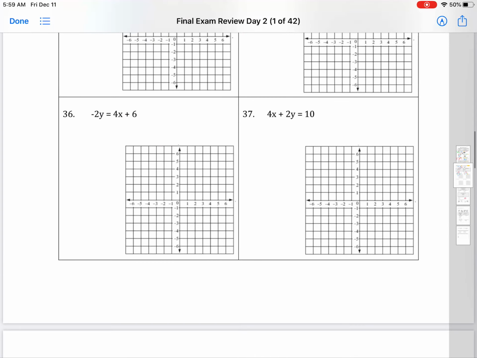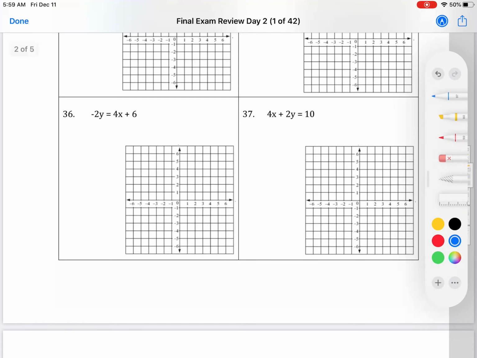Okay, next two. Same thing, I can only graph a line when y is by itself, so let's do these two. The only thing in the way from y being alone is this number -2. To get rid of a -2, we divide everything by -2. That leaves me with y equals -2x minus 3.